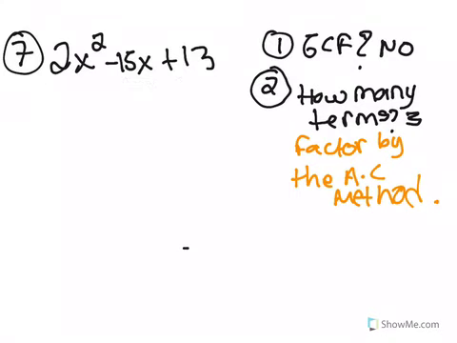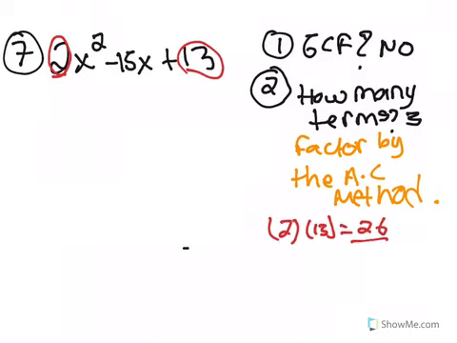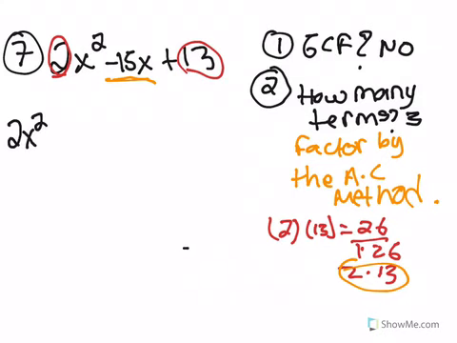The AC method says to multiply the first term times the last and find the factors of that multiplication that will add up to 15. Add or subtract to 15. In this case, the only 2 factors are 2 and 13. So the 2 and 13 will replace the negative 15. So I'm going to rewrite my trinomial as a polynomial of 4 terms. Minus 13x minus 2x plus 13.